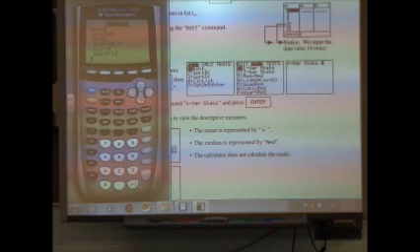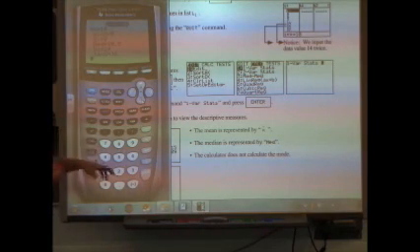And then the mode is not something the calculator calculates. It does not calculate the mode. I would have to look for the mode myself.